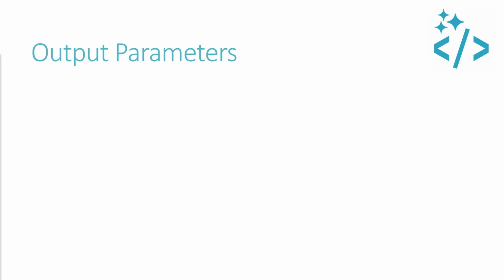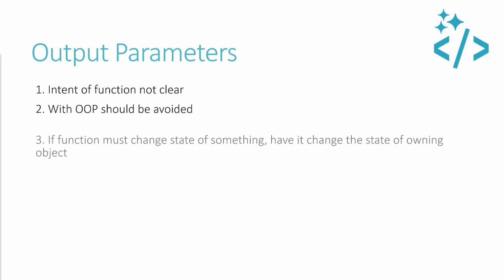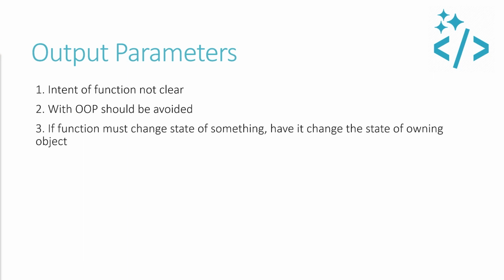Output parameters are not really recommended because the intent of the function is not clear. So you pass in some parameters, but normally the parameters you pass to a function are used inside that method, not to modify them, but instead to do something with them, to calculate a result. And with object-oriented programming, output parameters should be avoided, because if a function must change the state of something, have it change the state of the owning object.